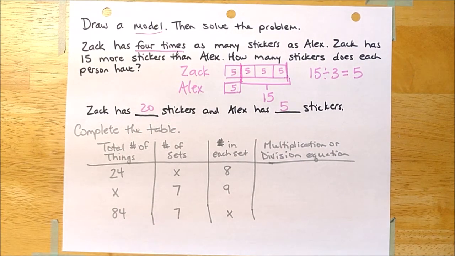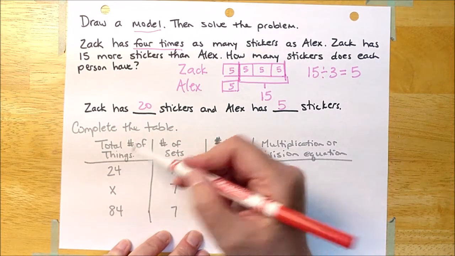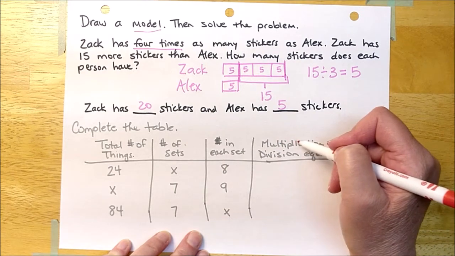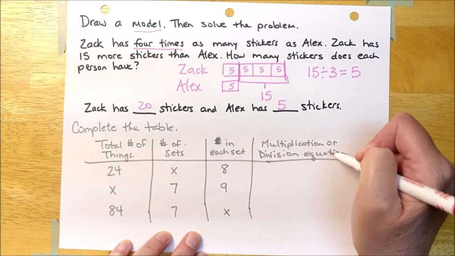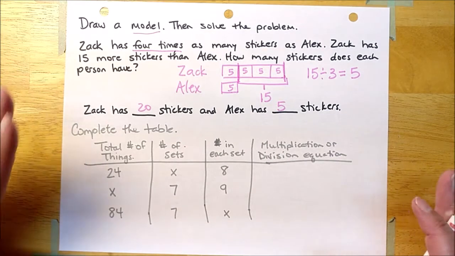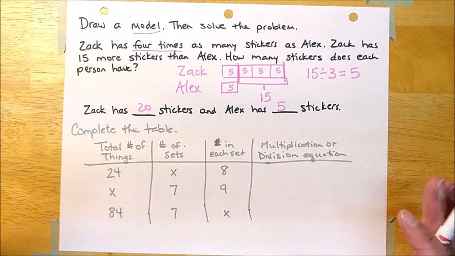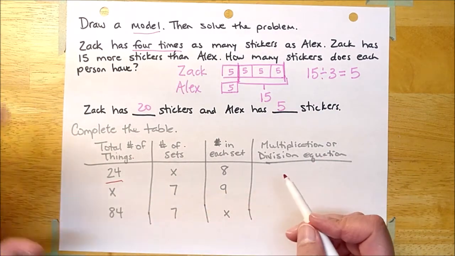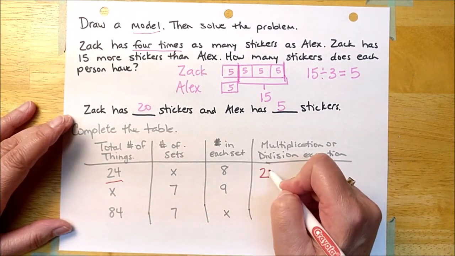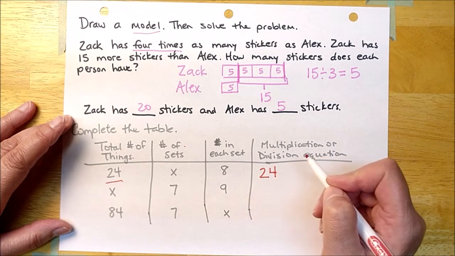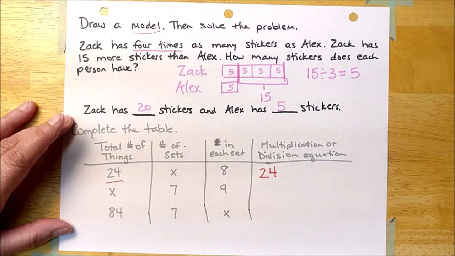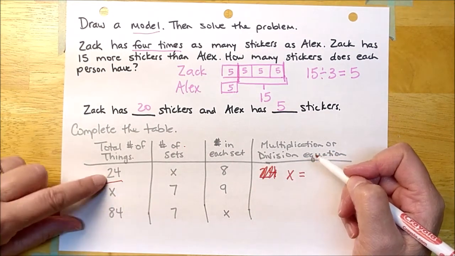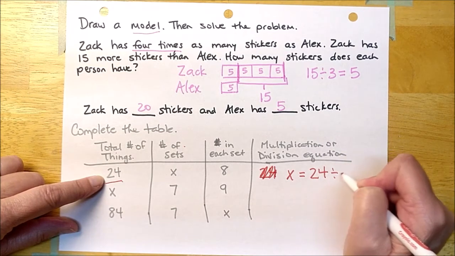Complete the table. So we have the total number of things, we have the number of sets, we have the number in each set, and we have to decide if we're going to multiply or divide and write the equation. Okay, whenever I don't know the total, I have to multiply. So I know my total, so that means I'm going to have to divide. So I have 40, oops, that's not going to work. Did that wrong. So I don't know what x is, and since I know my big number, I have to divide. 48 divided by 8.